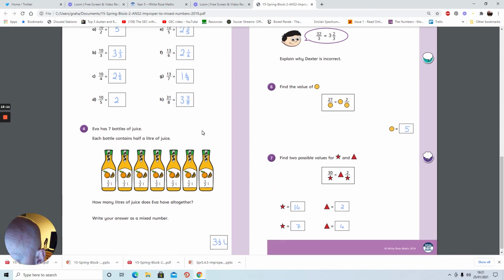Okay, right. Now we've got Eva down here. She's got 7 bottles of juice. Each bottle contains half a litre of juice. How many litres of juice does Eva have altogether? Write your answer as a mixed number.